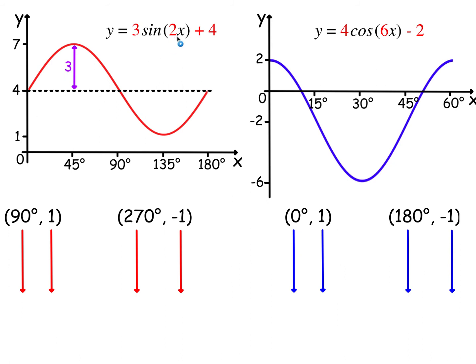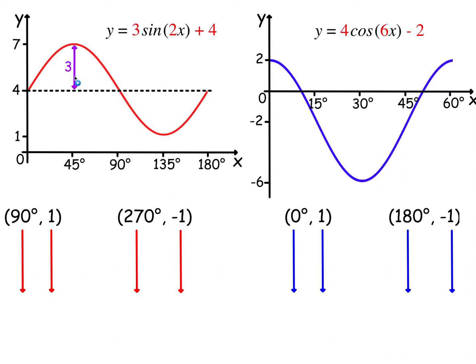The 2x halves the angles. That's why there's one cycle in 180 degrees, and it's quartered off here at 45 degree intervals. So the peak is 45, 7, the minimum 135, 1. But you can get it without looking at the graph. So if the graph wasn't there, you can look at this equation, y equals 3 sin 2x plus 4, and consider the turning points 90, 1 and 270, negative 1, the maximum and minimum.